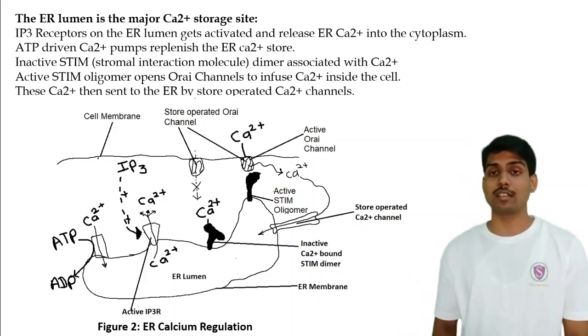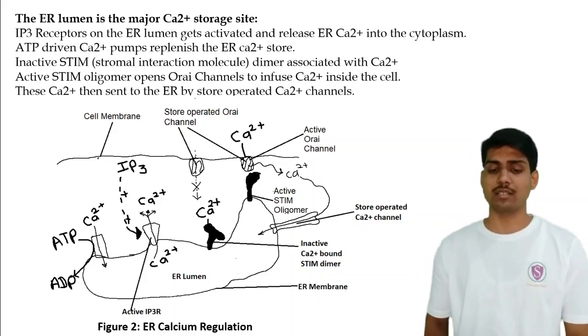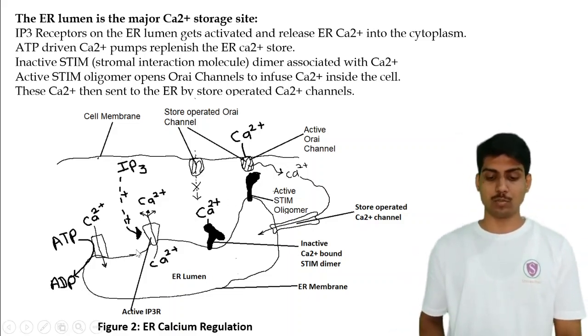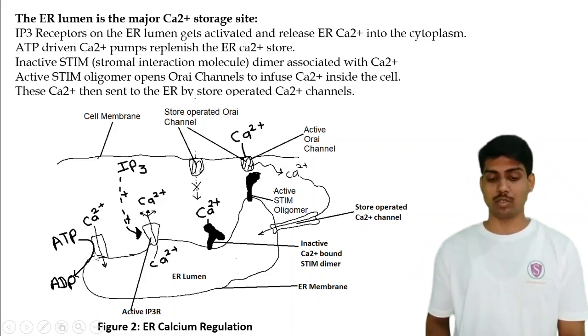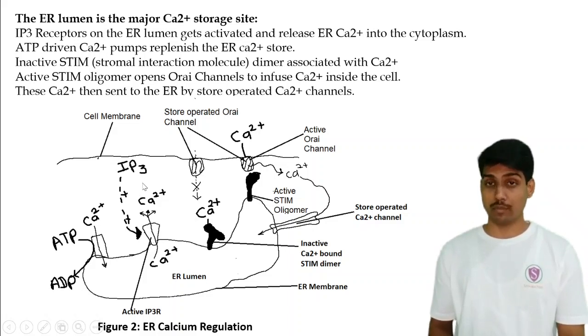So this is the second function of the smooth endoplasmic reticulum, that is the major storage of calcium. And what does it have? The smooth endoplasmic reticulum has various proteins and receptors, pumps or channels on its membrane, like this ATP-driven calcium pump. This is the IP3 receptor, which is stimulated by inositol trisphosphate.